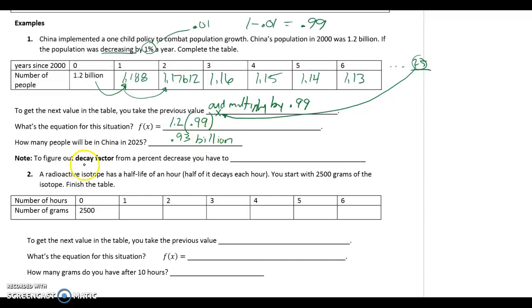Well, again, to figure out the decay factor from a percent decrease, you have to change the percent to a decimal and then subtract it from 1.